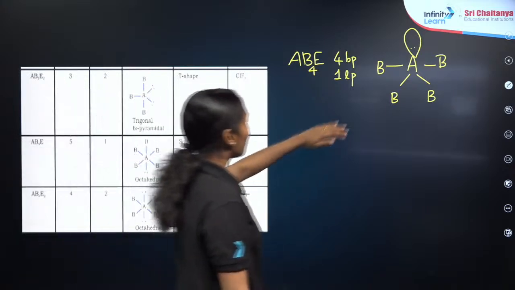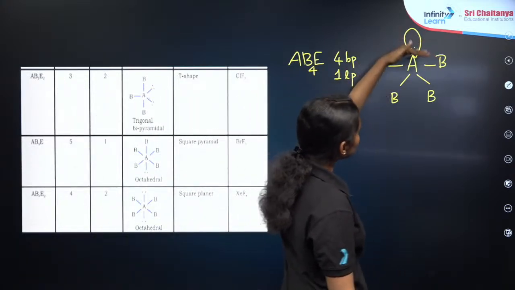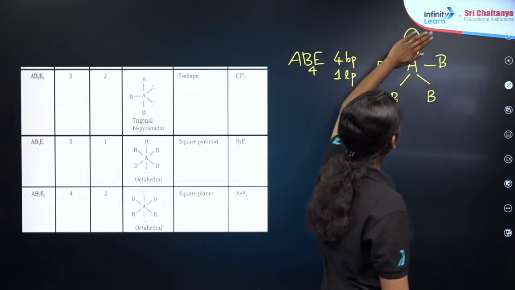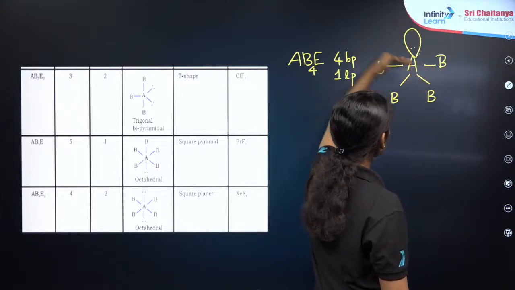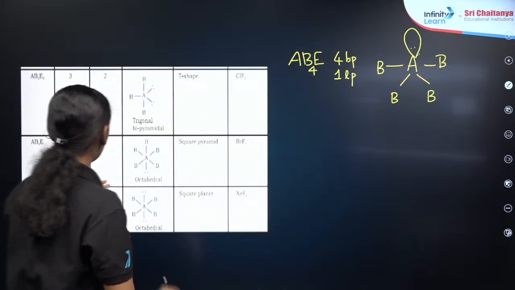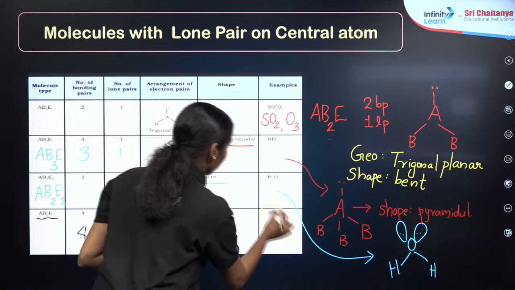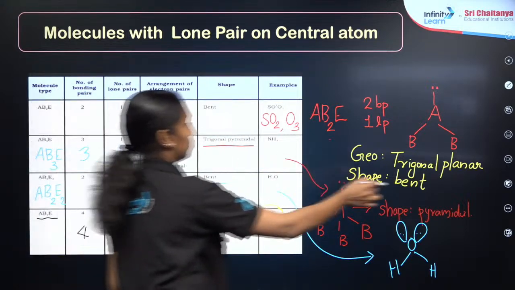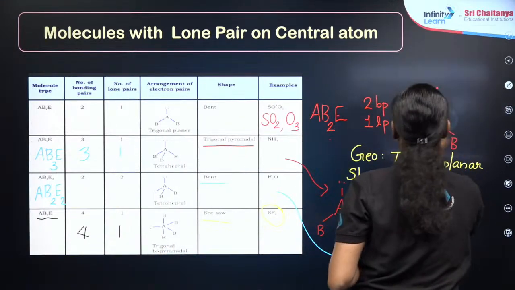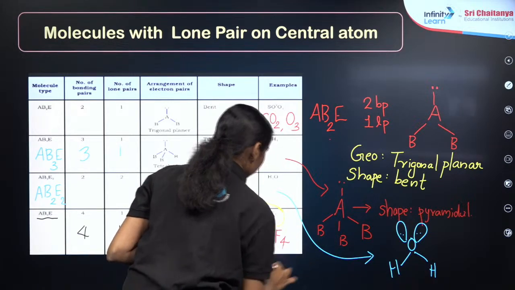Seesaw, right? If you are not considering the lone pairs and consider the bond pairs only, it will have a seesaw shape. So we will say this particular molecule has a seesaw shape, right? For example, SF4. Clear?